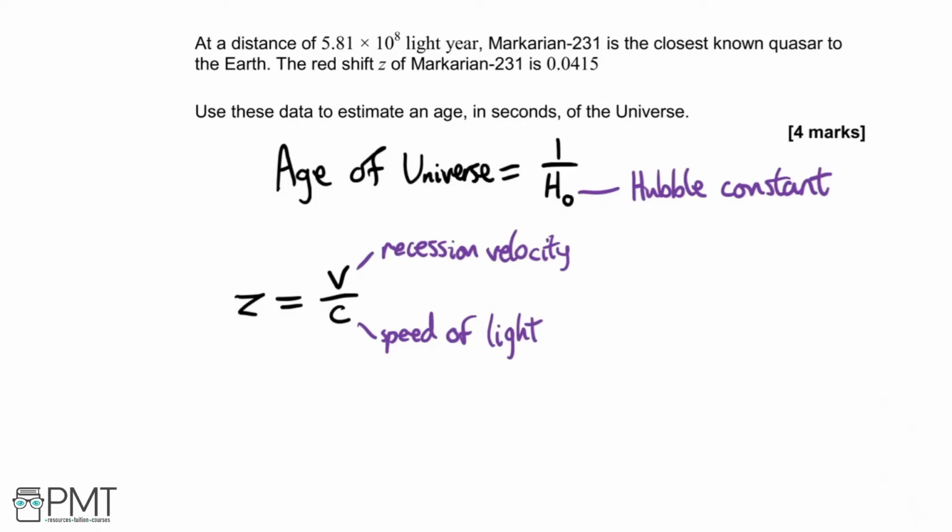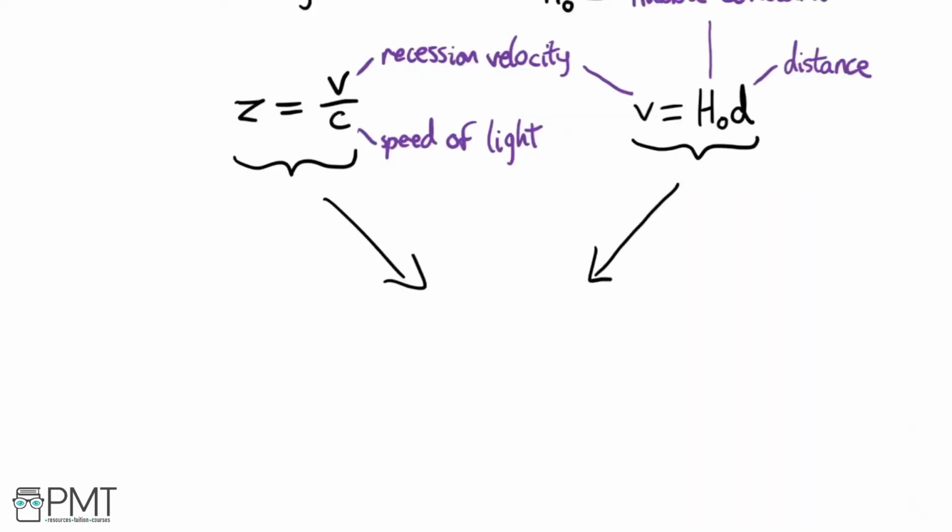Now we could use this to find the recession velocity and insert this into the Hubble equation, but that would be 2 steps and it may reduce the accuracy of our answer. So what I'm going to do here is combine this equation with the Hubble equation, and you can see that that's where the Hubble constant appears. So combining those two equations together, we can obtain an equation which puts the Hubble constant as the subject.